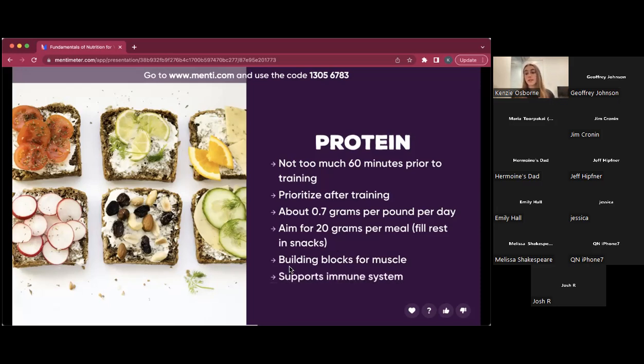Protein will also support the immune system. So for young athletes who are growing, not only is it important to help facilitate the process of growing and building their muscles and their structure, it's also going to support their immune system in terms of not getting sick as often and making sure that they're staying healthy.